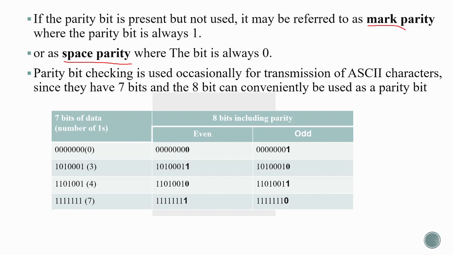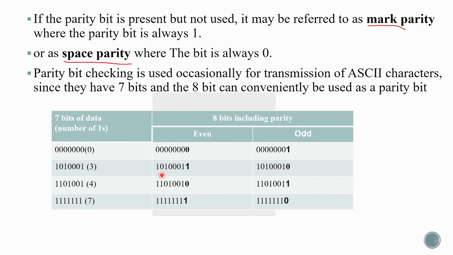Parity bit checking is used occasionally for transmission of ASCII. We know our ASCII is a 7-bit ASCII. So this ASCII has 7 bits and we can easily add an 8th bit as a parity bit. So the 8th bit can conveniently be used as the parity bit. The 7 bits are data bits and the 8th bit is a parity bit. Parity bit checking is occasionally used in ASCII characters.